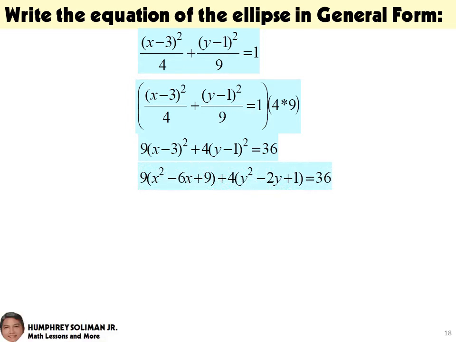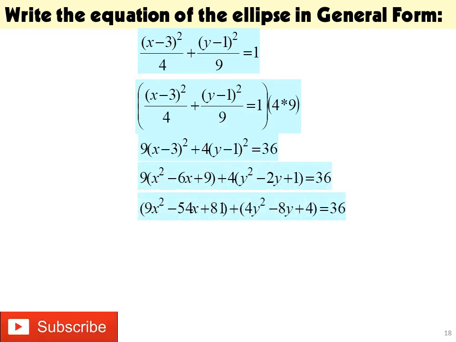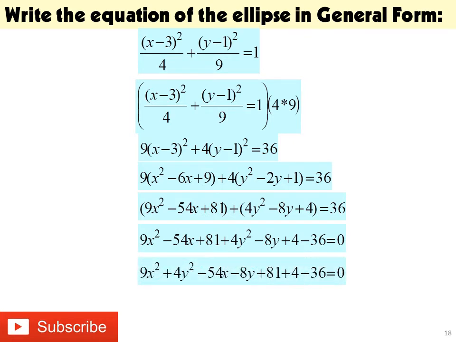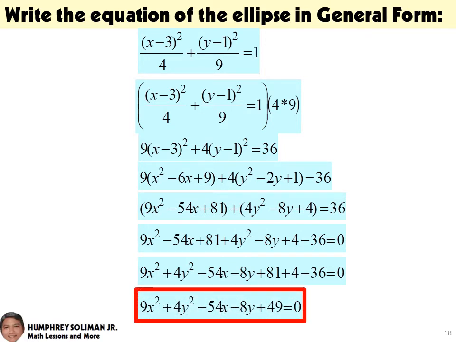And then we expand the x and y quantities. After that, we distribute 9 to the x quantity, 4 to the y quantity. After that, we will rearrange the terms. We will put the x squared term first followed by the y squared term, and then we will simplify the constants. So the general form of equation for this ellipse is 9x squared plus 4y squared minus 54x minus 8y plus 49 equals 0. But how do we do it in reverse?